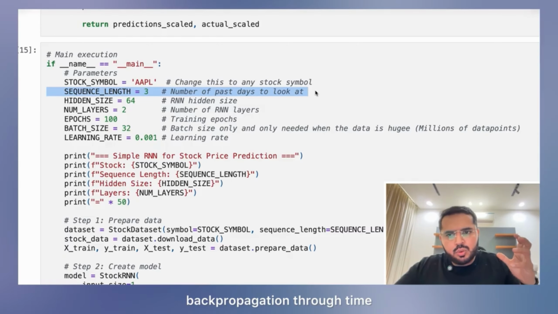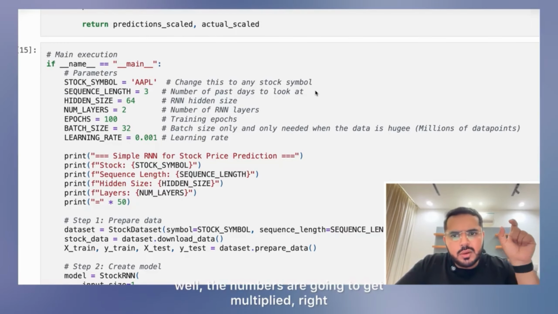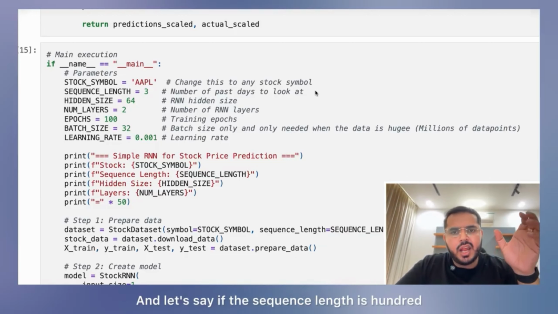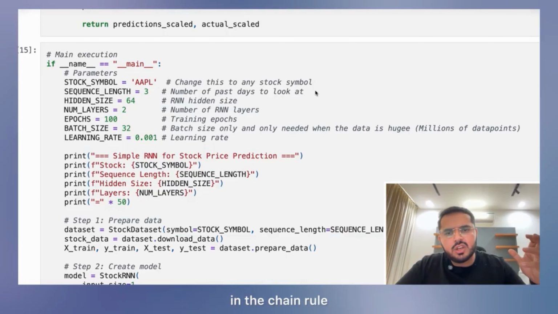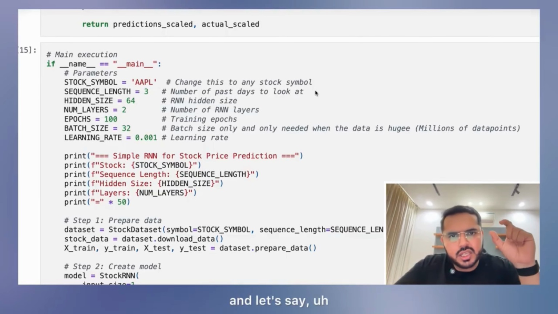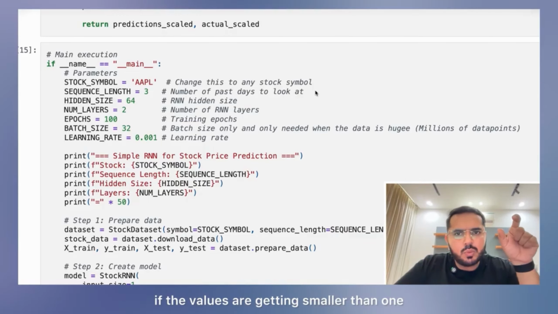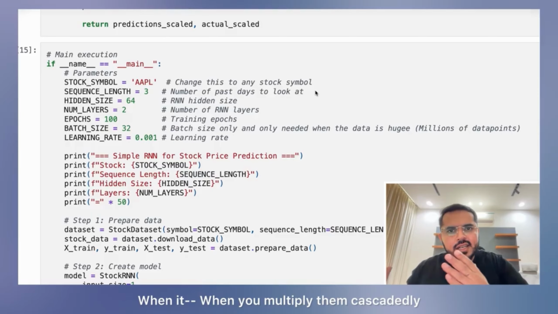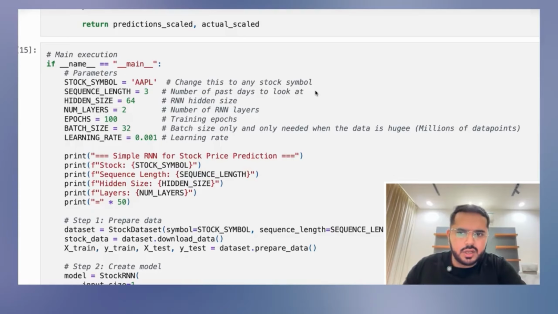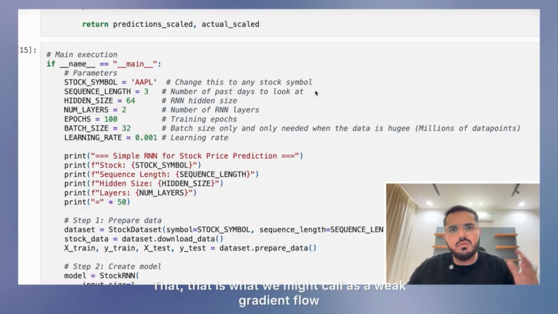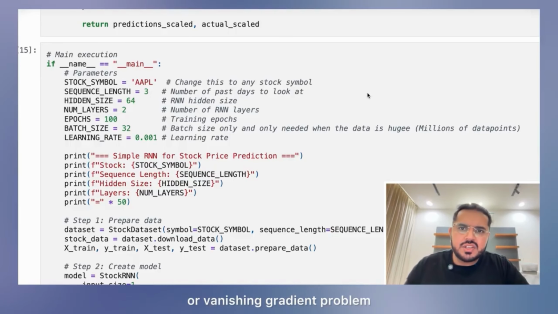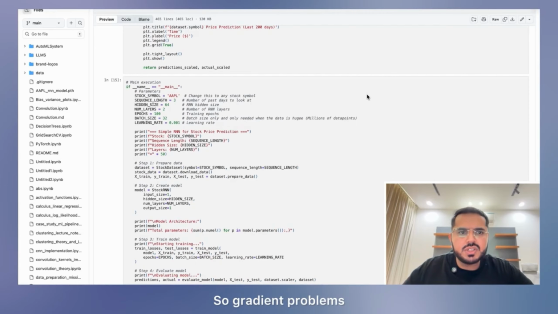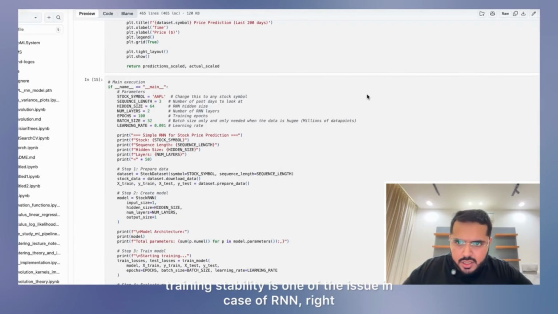Backpropagation through time, which happens in the case of RNNs, is where the numbers get multiplied, right? Let's say the sequence length is 100. In the chain rule, when I multiply the numbers, and the values are smaller than 1, like 0.9, 0.8, 0.08, when you multiply them cascadedly in a sequence 100 times, layer after layer, it's going to approach and tend to zero. That is what we might call a weak gradient flow or vanishing gradient problem. The opposite is also true, that it might explode. Gradient problems and training stability are one of the issues in the case of RNNs, right?